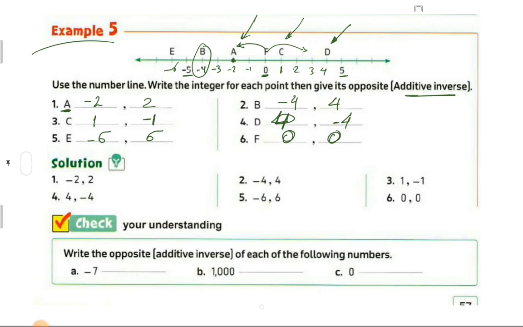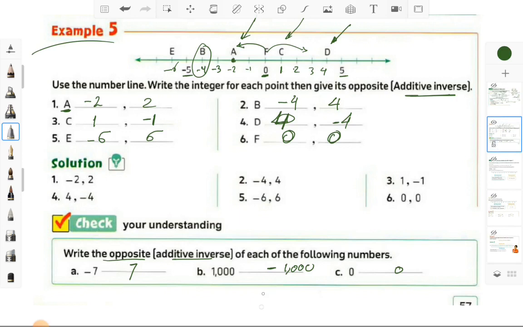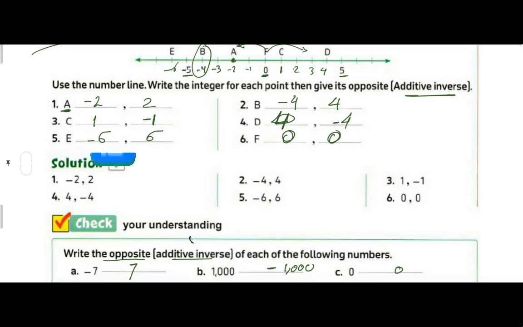Okay? Check our understanding. Write the opposite, the additive inverse, of each of the following. -7. Its opposite is positive 7. Positive 1000. Its opposite is -1000. 0. Its opposite is just 0. Okay? And this is the end of part 2.